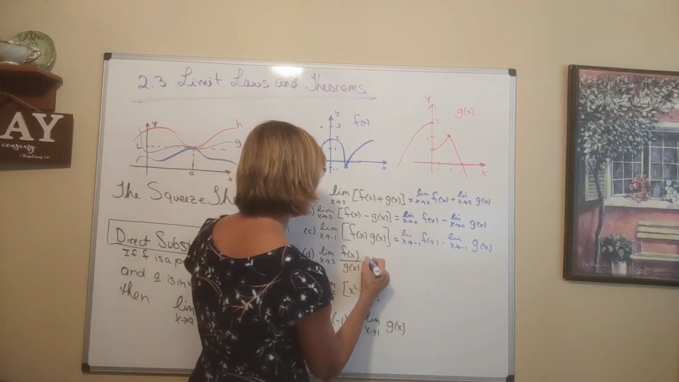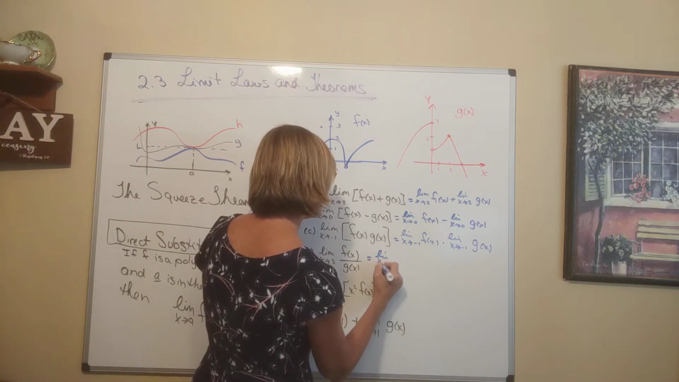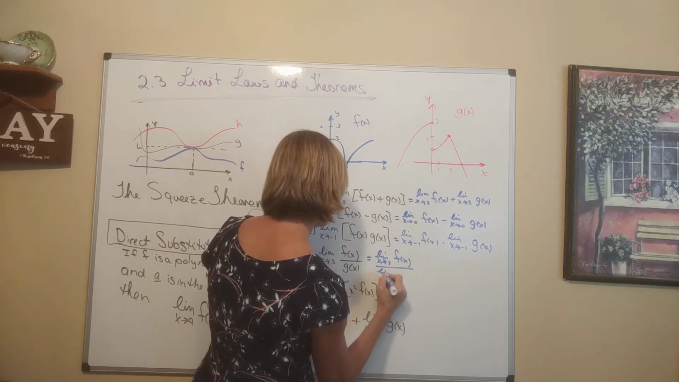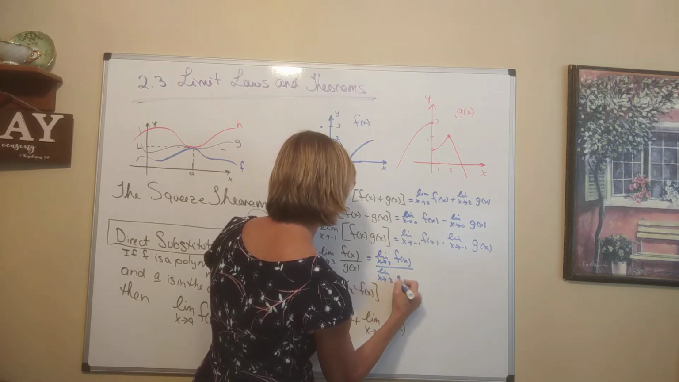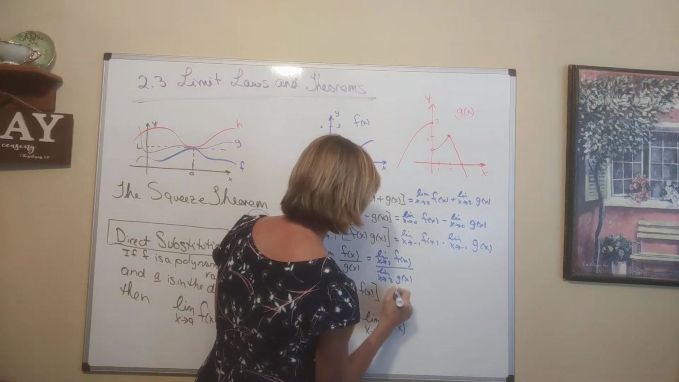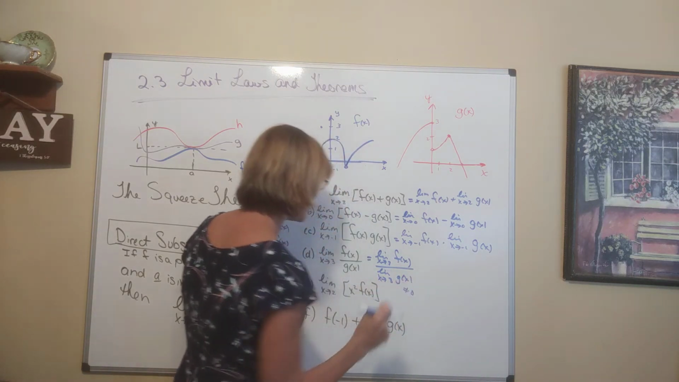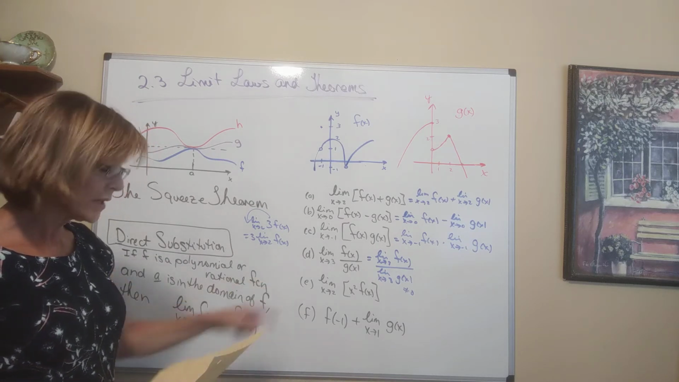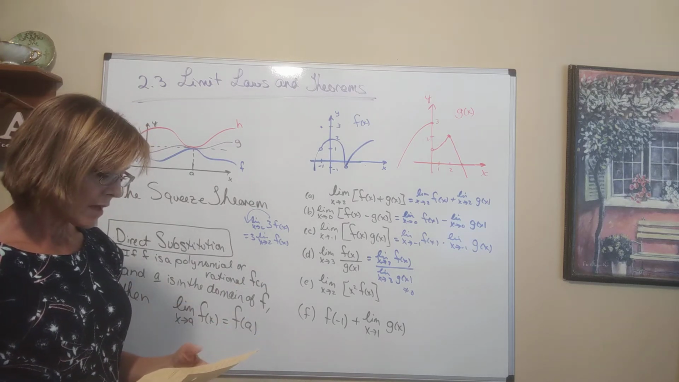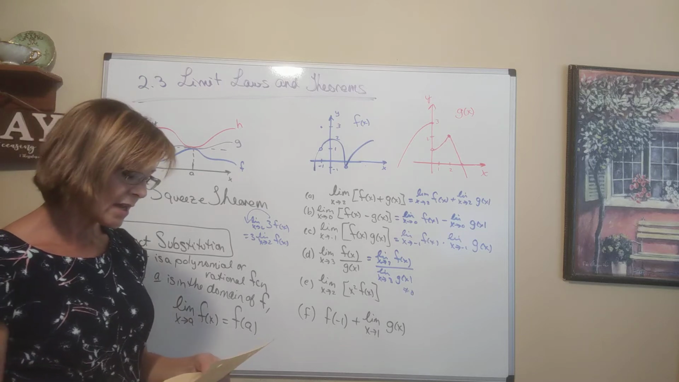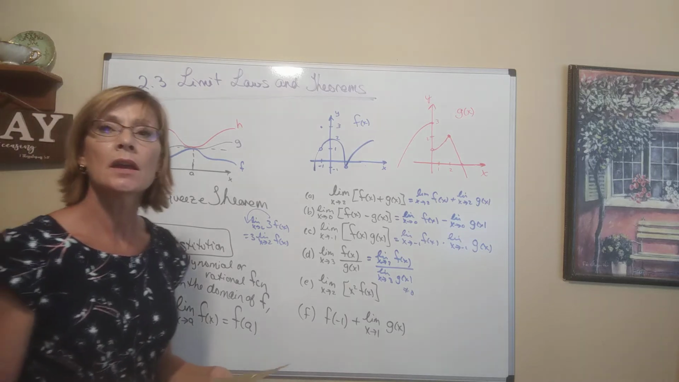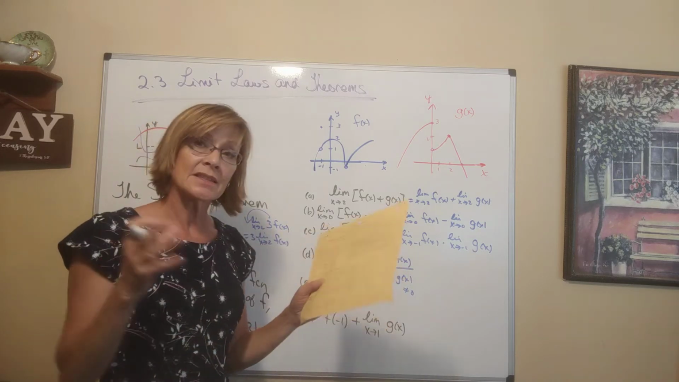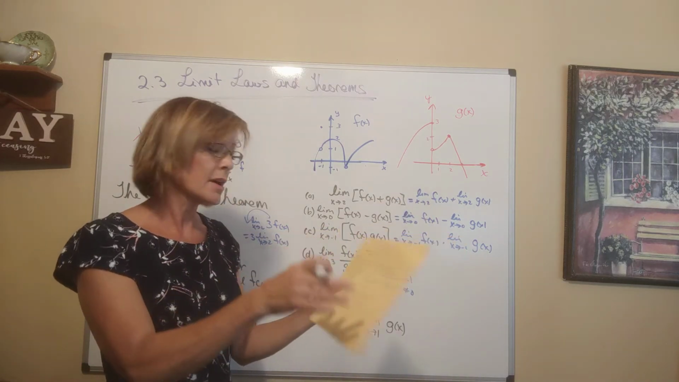So this is equivalent to the limit as x goes to 3 of f of x over the limit as x goes to 3 of g of x, provided that this does not equal 0. That's the condition there. All right, E, oh, we'll get to that in a second. Then 6 is another limit law, which is if you're taking the limit of a function being raised to a power, then you can put the limit inside that and then raise it to a power.